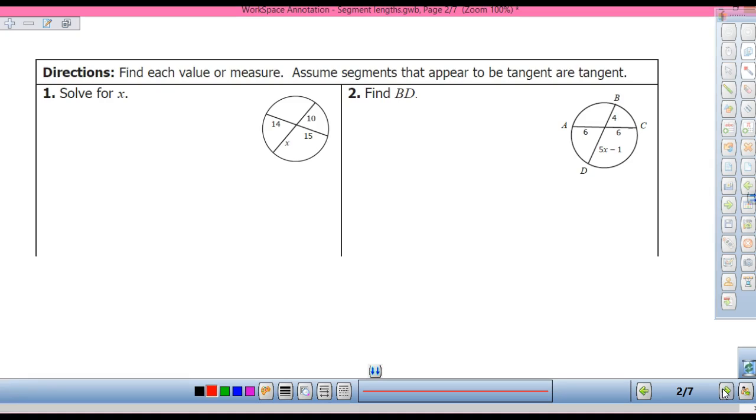All right, so the two insides, these multiply on the inside. Which one? First, second, or third formula? First formula. So 14 times 15 equals 10 times x. So 14 times 15? 210 equals 10x. X equals 21.